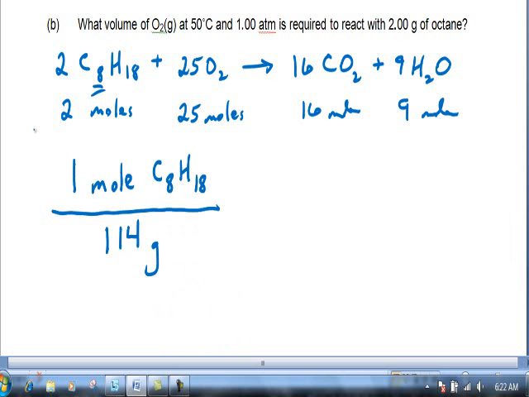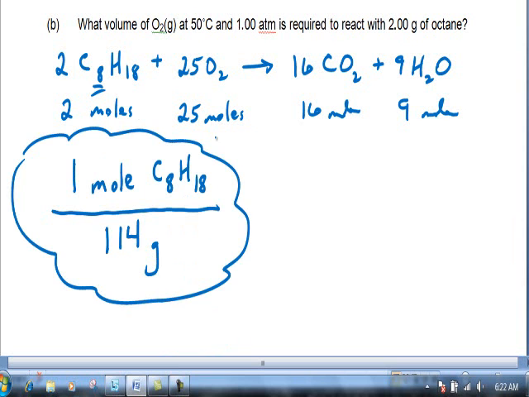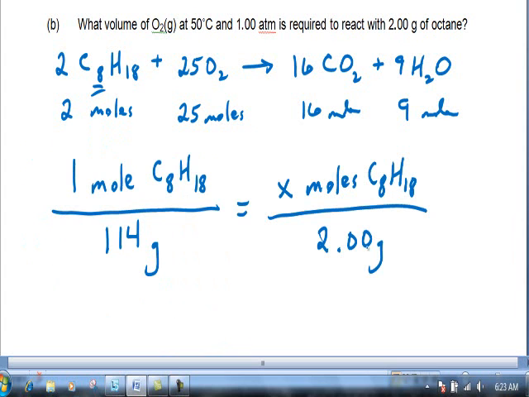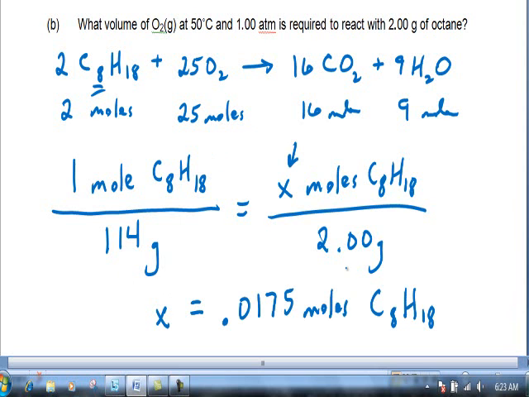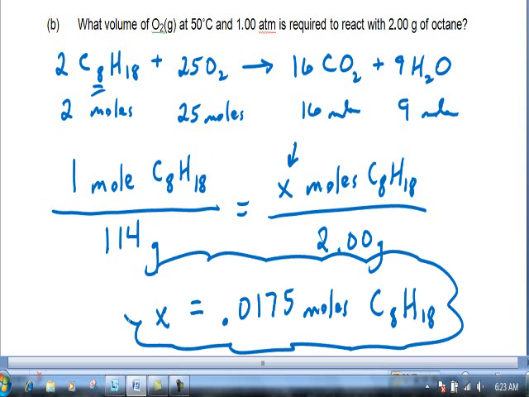We can now use the mass of 1 mole of octane to set up a proportion, and that we know 1 mole of octane has a mass of 114 grams. And if we know that we have 1 mole of octane per 114 grams, we can solve for X moles of octane present in our 2 gram sample of octane. Solving for X, we find that our 2 gram sample of octane represents 0.0175 moles of octane.